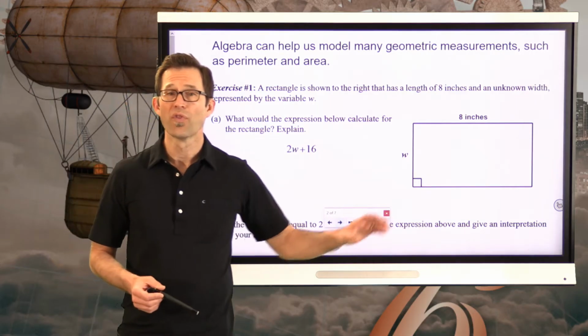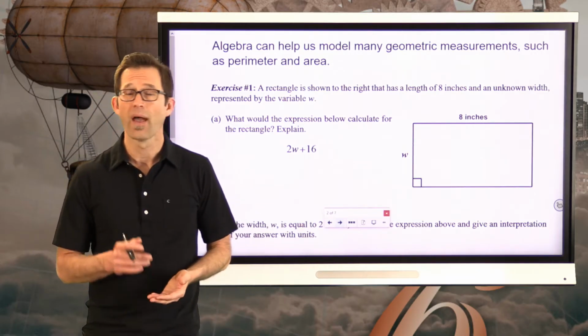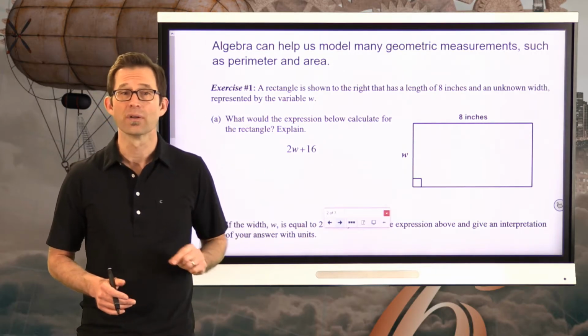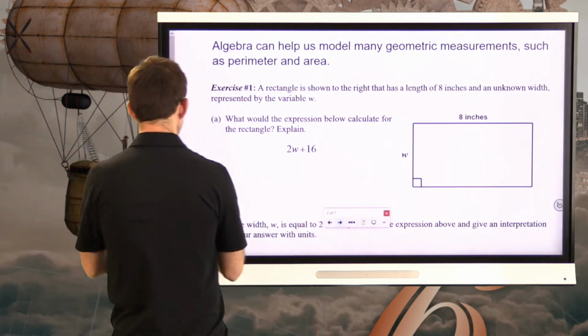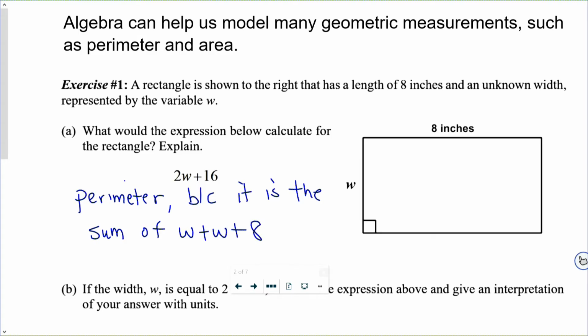Well, there's really only two things that we know about a two-dimensional figure, and that's its perimeter and its area. And this expression calculates the perimeter. The reason is that it is the sum of w plus 8 plus 8.